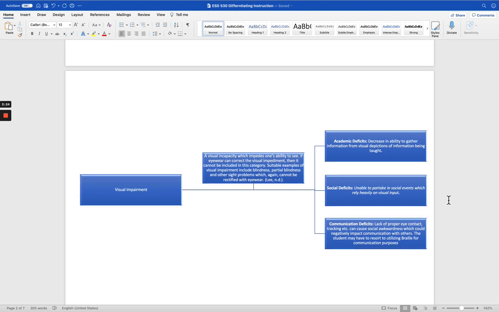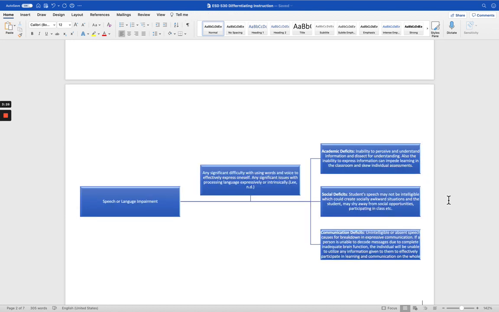Moving right along to the next category, speech or language impairment. Any significant difficulty with using words and voice to effectively express oneself. That's the typical or main characteristic of a speech or language impairment. Also, any significant issues with processing language expressively or intrinsically.